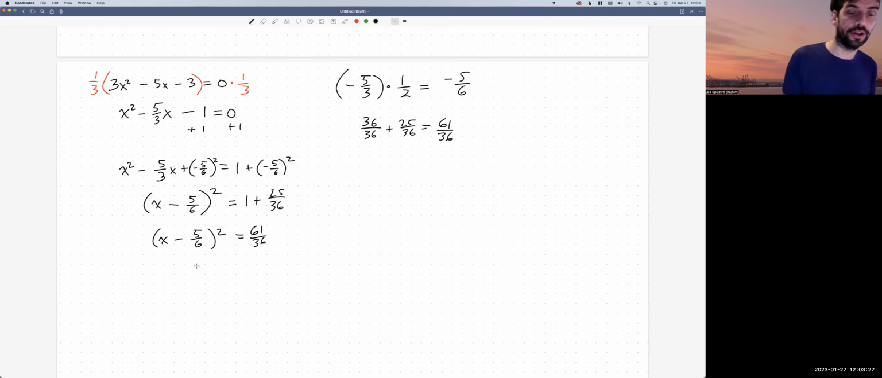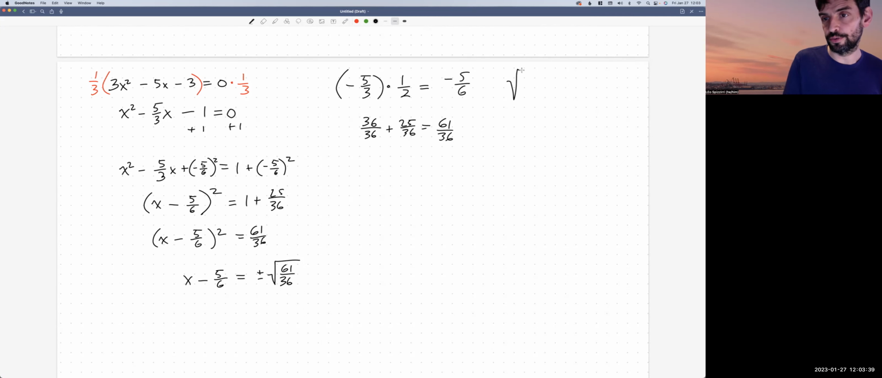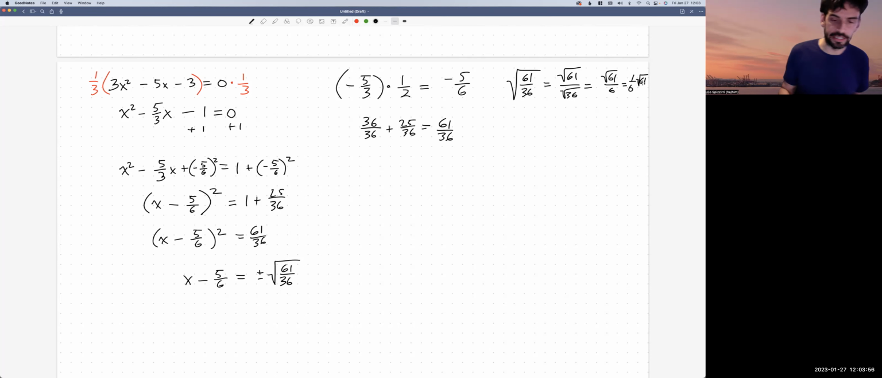I can take the square root of both sides. So I'm going to get x minus 5 over 6 is equal to plus or minus the square root of 61 over 36. Let's remember this as well. If I take the square root of 61 over 36, I can think of this as the square root of 61 over the square root of 36, or root 61 over 6, or I'm going to write it as 1/6 times root 61. I think I like that better. They're equivalent.